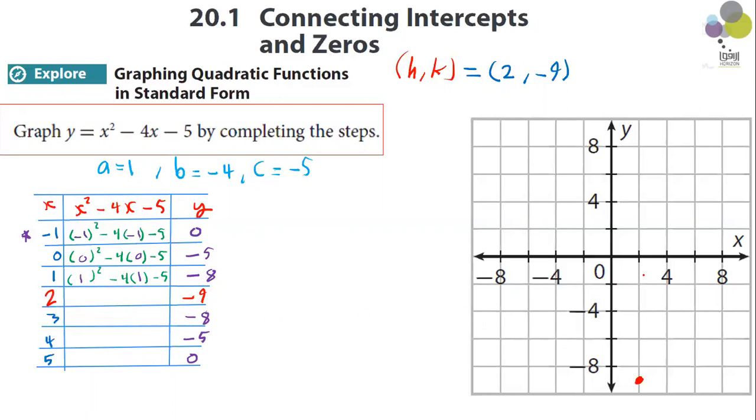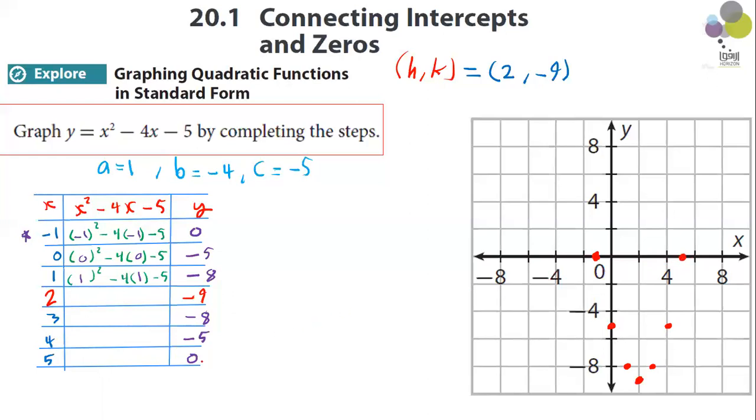Okay, first -1 and 0. This is -2, so -1 will be here, and 0. Okay, 0 and -5, here -5. 1 and -8. Okay, in the middle, the vertex, 2 and -9. 3 and -8 here. 4 and -5 here. Symmetric, look. Okay, 5 and 0 here.